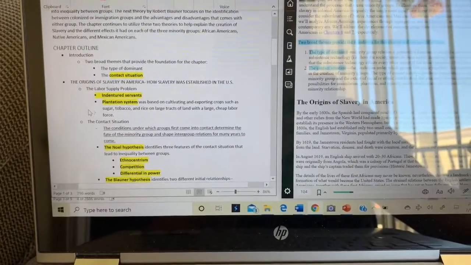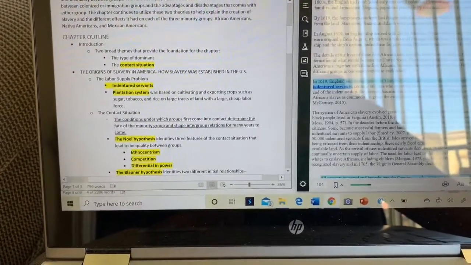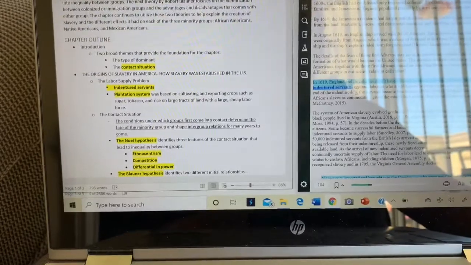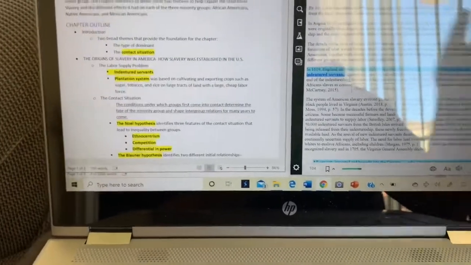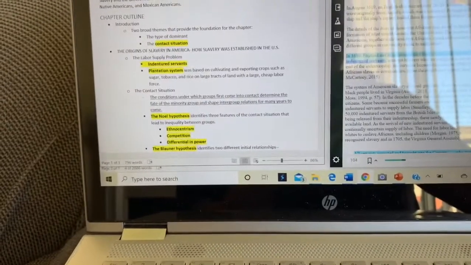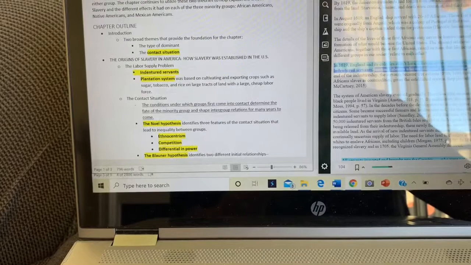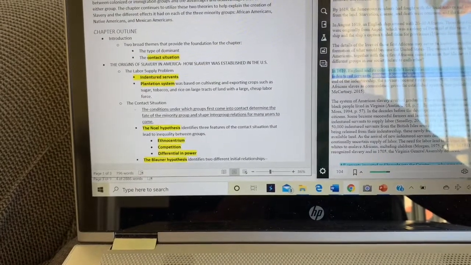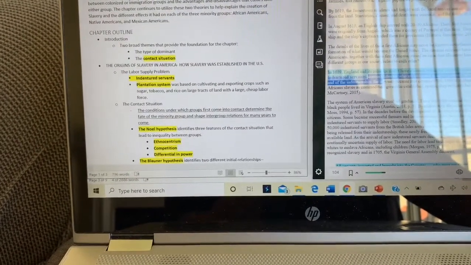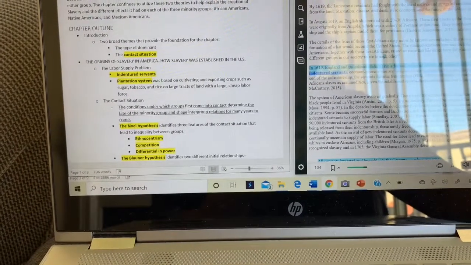Then it jumps into the origins of slavery. So slavery was started not just by, as we know it, buying and shipping slaves. It started as indentured servants. Indentured servants were contract laborers who are obligated to serve a master for a specific number of years. At the end of this indentureship, the servants became free citizens.